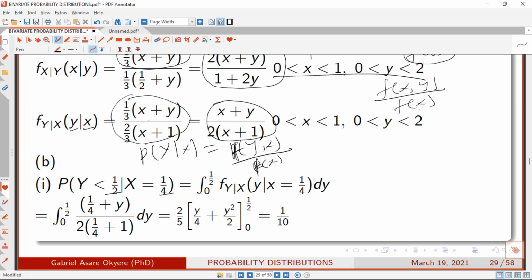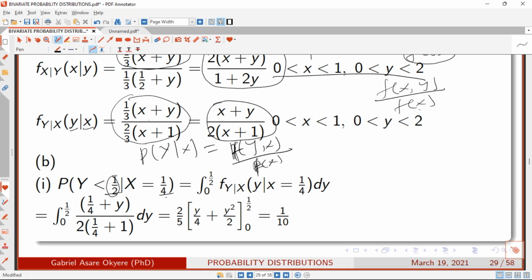So here, everywhere we see our x, we are going to substitute 1 over 4 inside. That is the reason why we get 1 over 4 plus y divided by 2, bracket open 1 over 4 plus 1. So that's the main reason why we had this expression. And then we are integrating it on half. Why? Because our y varies, so it will move from 0 to half.